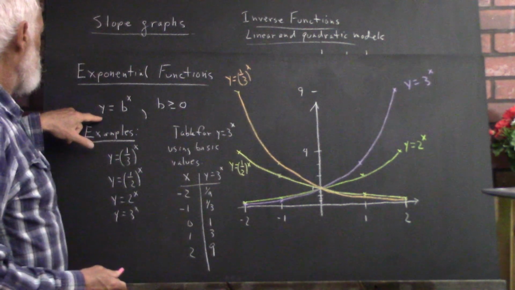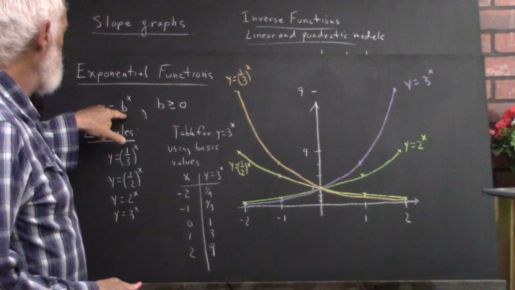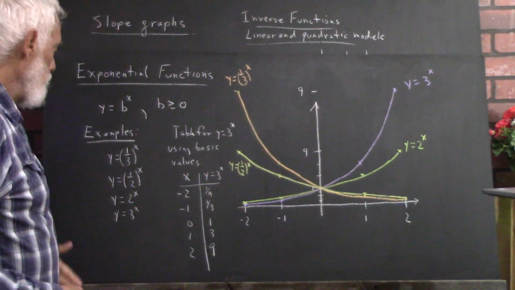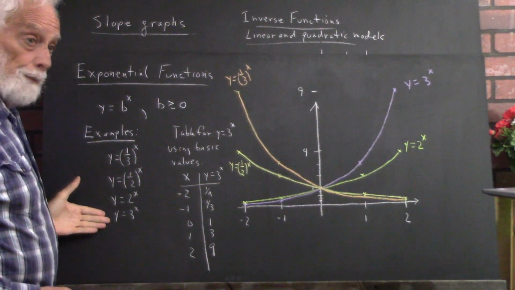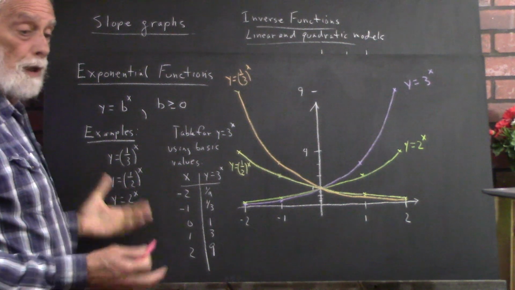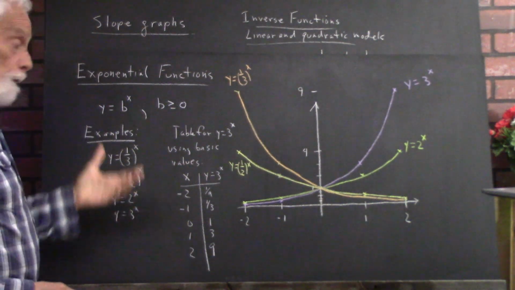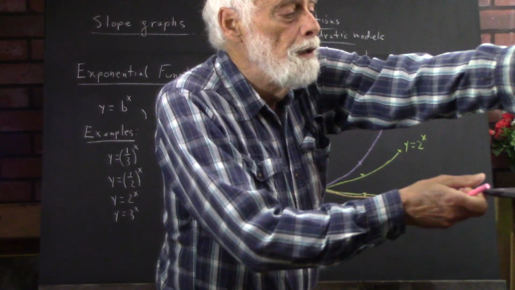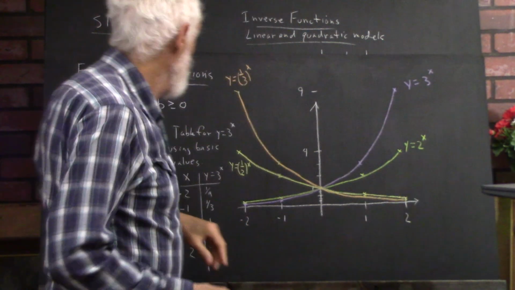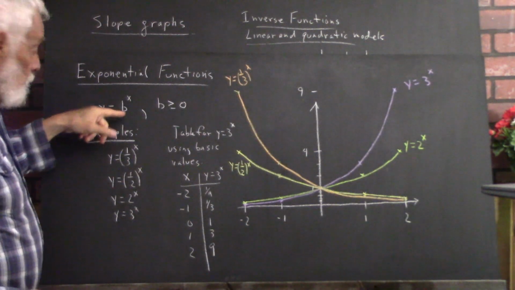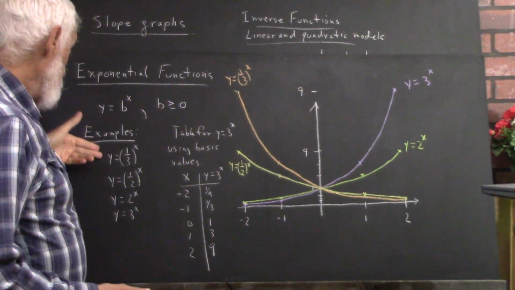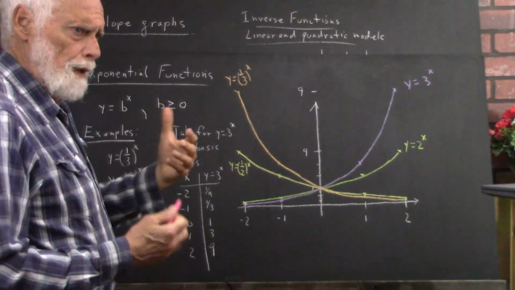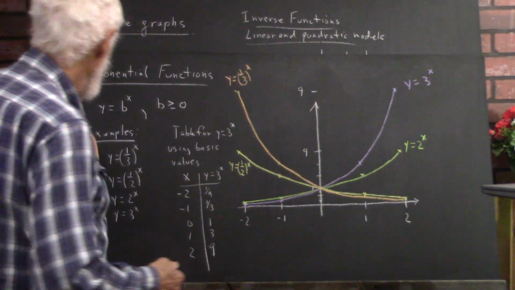Okay? Well, in general, an exponential function is of the form y equals b to the x, where b is any number greater than or equal to 0. Now, I've written 4 examples of exponential functions that give you a picture of how they behave for different bases. b is called the base, and for different values of b, we get different exponential functions, different behaviors.